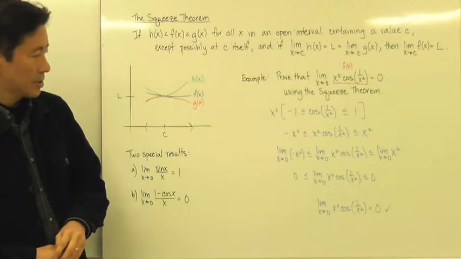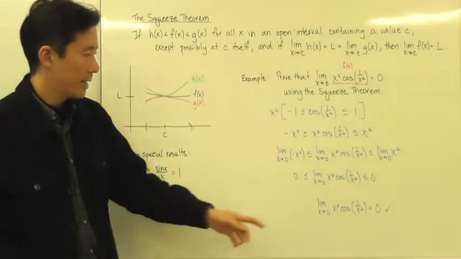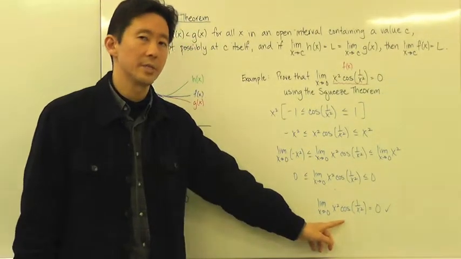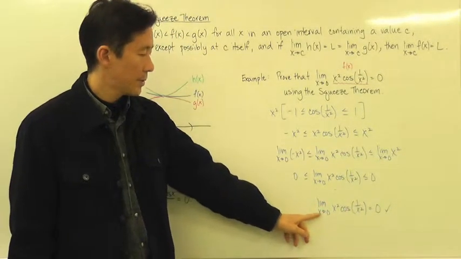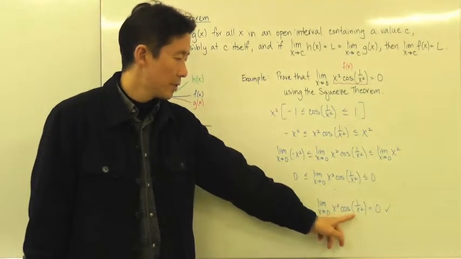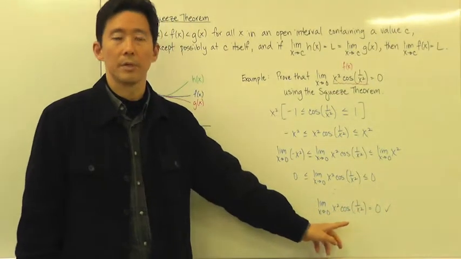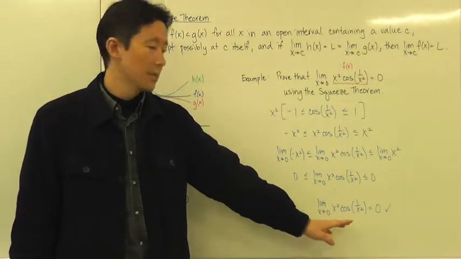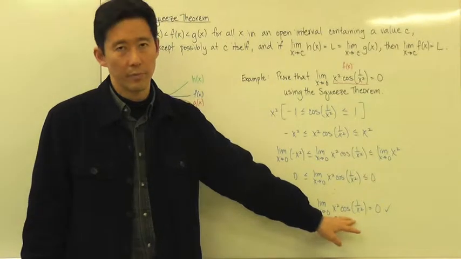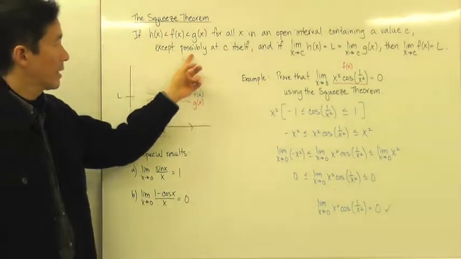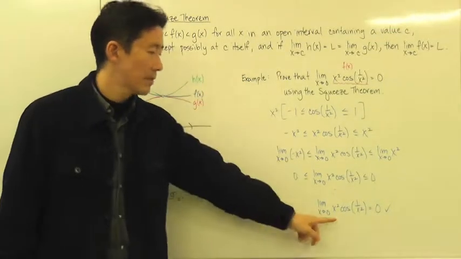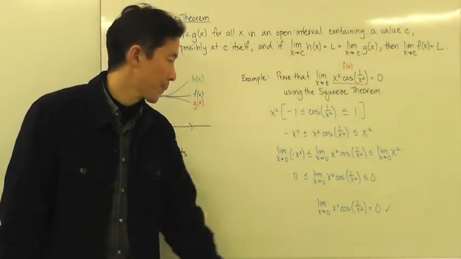Now the other thing that you all should also go ahead and take a look at, and this is one of the reasons why the squeeze theorem is so valuable as well, is that if we go ahead and just substitute the limit as x approaches 0, of course the cosine of 1 over 0, 1 over 0 is undefined. So there's no way that we can even evaluate what this particular function is, which is the reason why, except possibly c itself, comes into play as well.